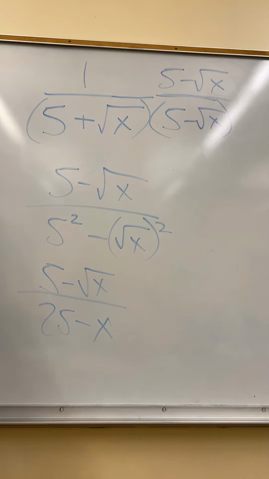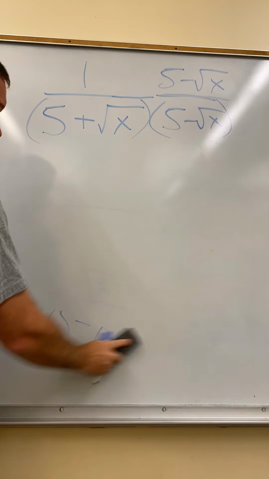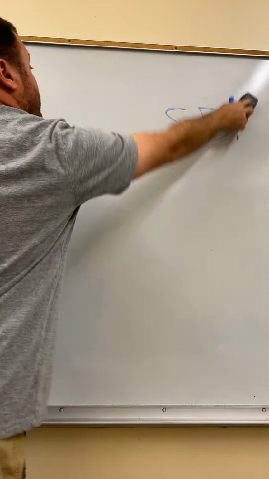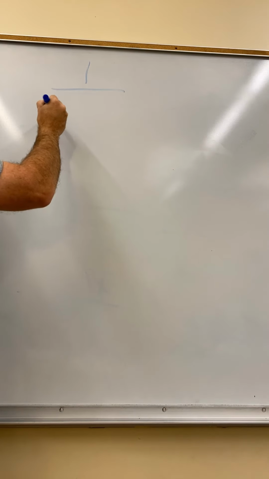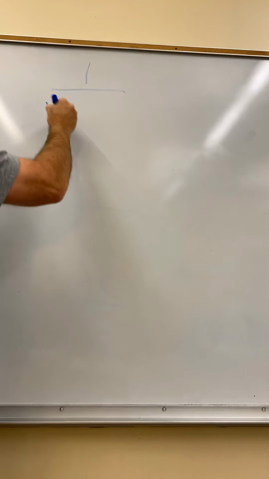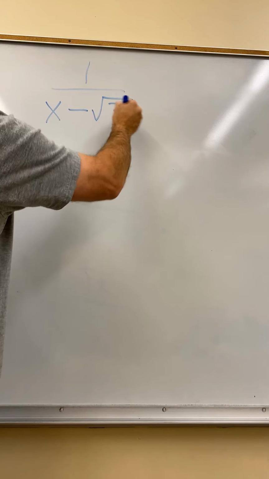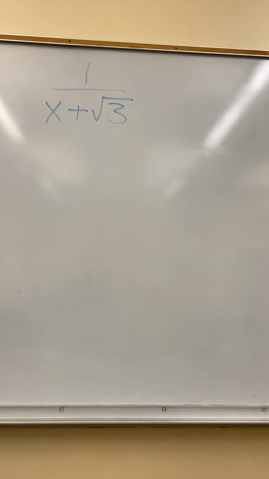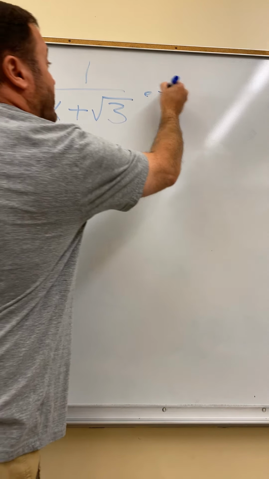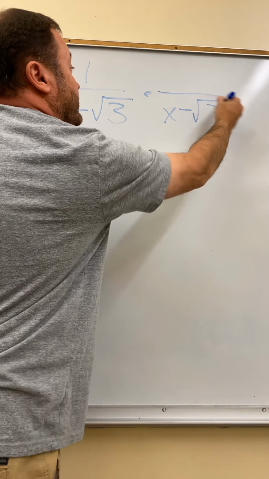Okay, so let me give you one of these to try. One over x plus the square root of 3. Okay, so try this one. Pause it and try this one and see what you do. So to solve it, we're going to have to multiply the top and bottom by x minus square root of 3.